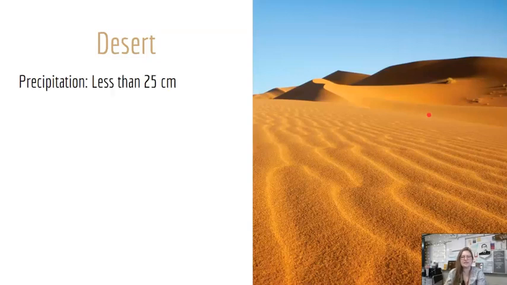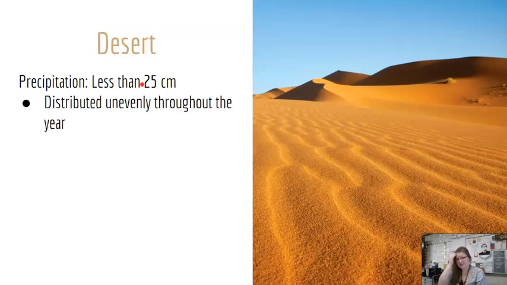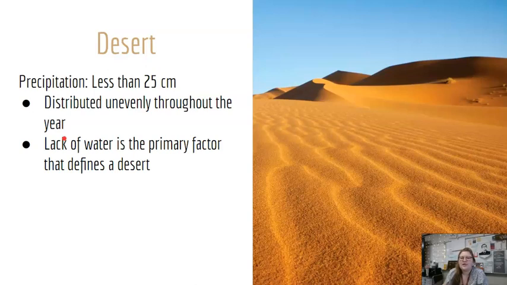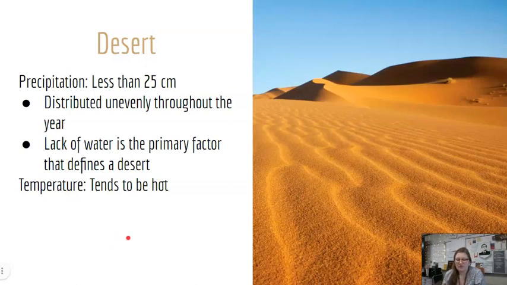So we're going to start with the desert. When we talk about biomes, we're going to talk about precipitation patterns and temperature. First off, for deserts, precipitation is less than 25 centimeters. So it's not no precipitation for some deserts, but it's very, very little. It's distributed unevenly throughout the year. Remember, we're not always just looking at how much, but also the pattern. Lack of water is the primary factor that defines a desert. And the temperature tends to be hot. We did see on that graph there are cold deserts, but most deserts are hot.